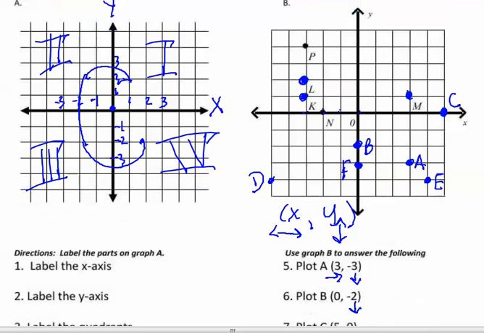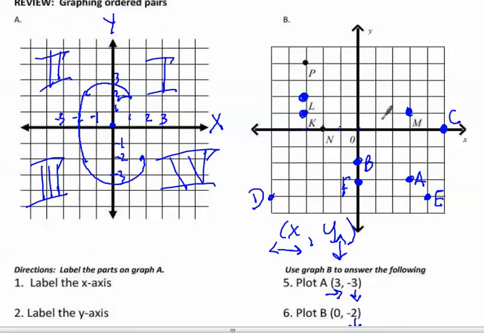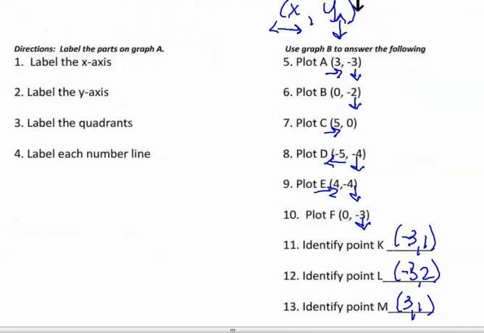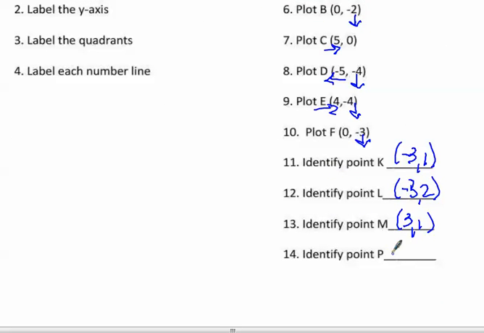Point P, it's up here. So I'm going to go 1, 2, 3 units left, 1, 2, 3, 4 units up. So that's -3, +4.